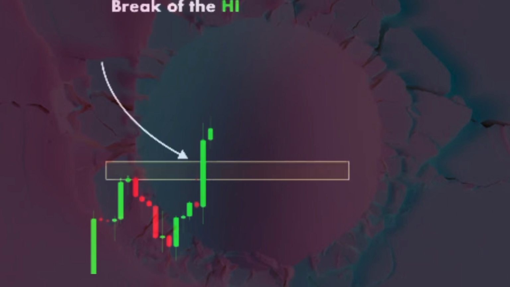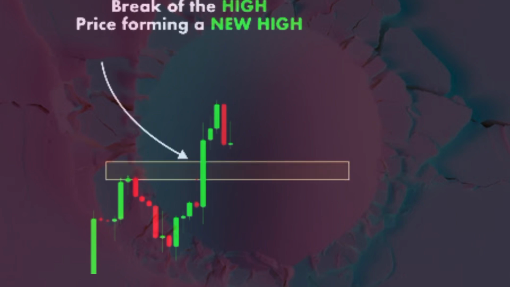Common areas of interest include support and resistance levels, order blocks, fair value gaps, trend lines, Fibonacci levels, and psychological price levels.